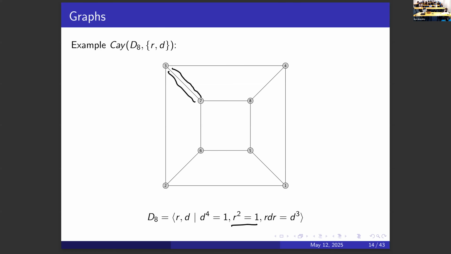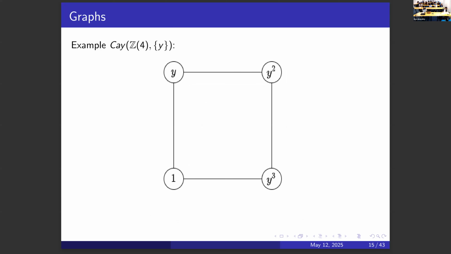That was basically what I explained. And then here we have the Cayley graph of Z4, and we only have one generator. But that generator has an inverse that is not equal to itself, and so each vertex only has two edges on it. So it's a two-regular graph.